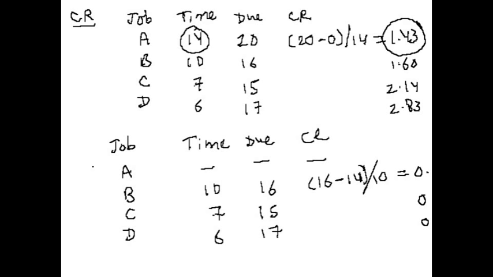So obviously this is the lowest. In the next table, you will not have any entries for A and C. And then when you are calculating the critical ratio, from the due date, now you will be subtracting 14 plus 7, which is 21. So you'll be subtracting 21 for your critical ratio calculations.